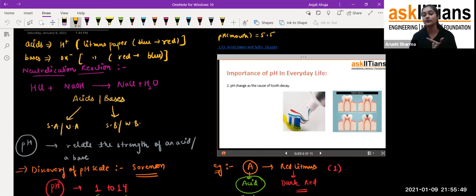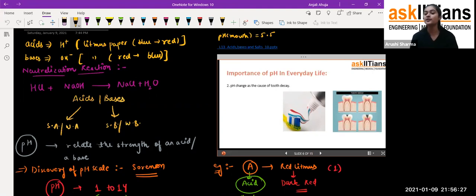And students, have you seen that whenever we have a mouth cavity and we go to the dentist, the dentist always gives you a particular toothpaste which is very good. Why do they give you such a different toothpaste? So that the cavity you are facing is going to be removed, or so that the pH of your mouth is maintained, because the toothpaste is basic in nature, and the acid produced in your mouth is neutralized like that. So that's the importance of pH in everyday life.